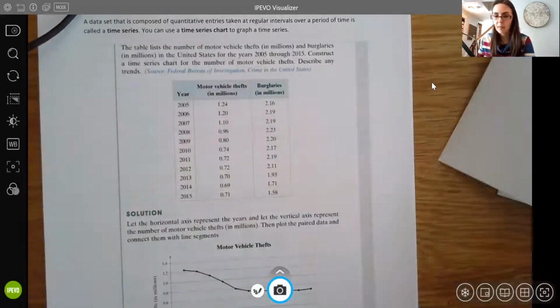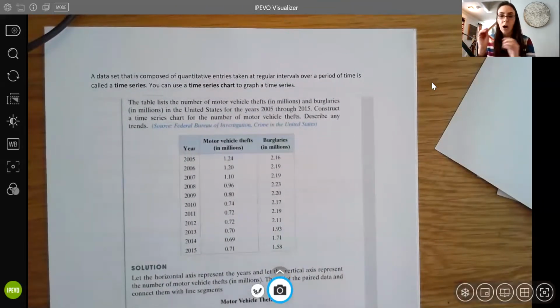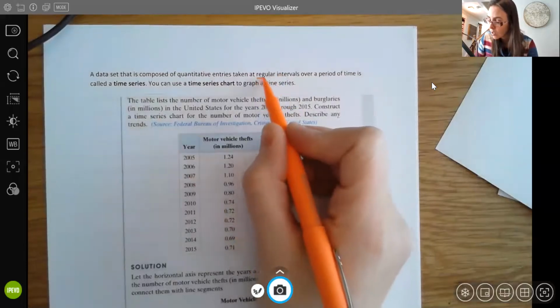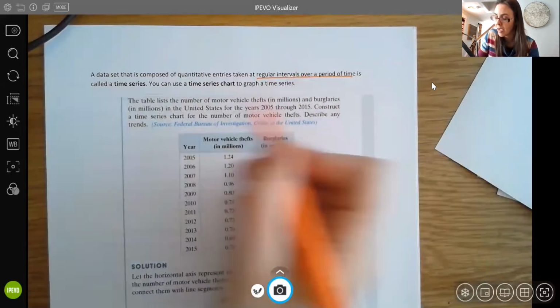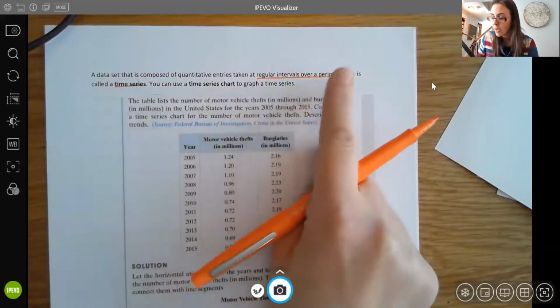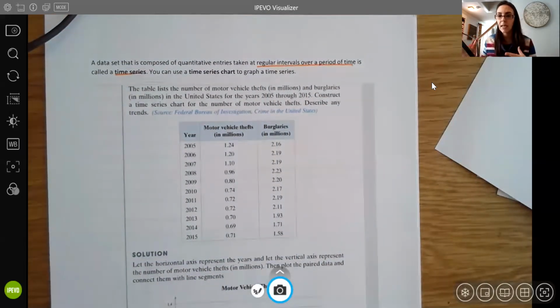We do have another similar style graph called a time series, where we are also plotting points, but we are connecting them with line segments instead. So a data set that's composed of quantitative entries taken at regular intervals over a period of time is called a time series. So the key here is that it's over a period of time. That could be seconds or days or months or years. It doesn't matter what kind of time, but over a period of time.